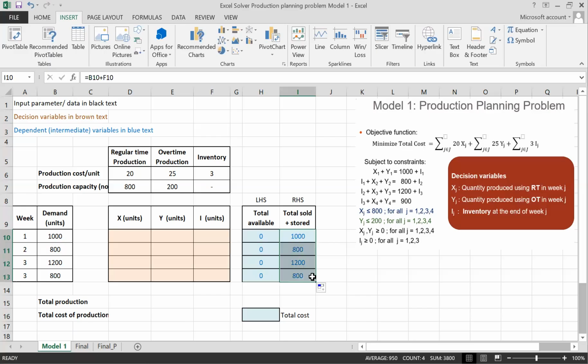Same throughout. In the last week, anyway, optimization is going to take care of it because of the minimization objective function. In the last week, inventory 4 is going to be 0. Whether we keep it or we don't keep it, it doesn't matter much at this stage.